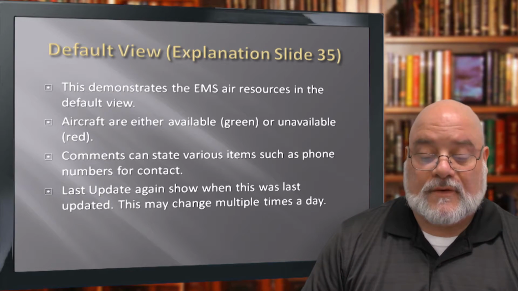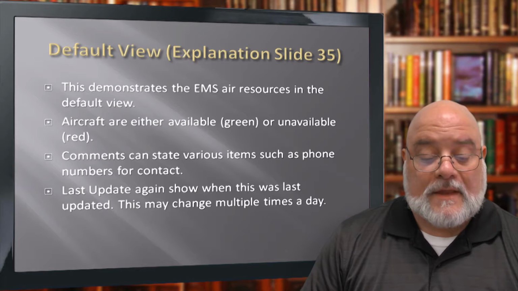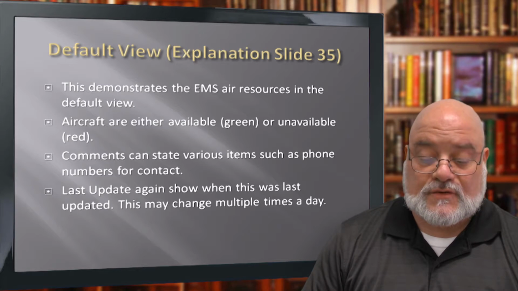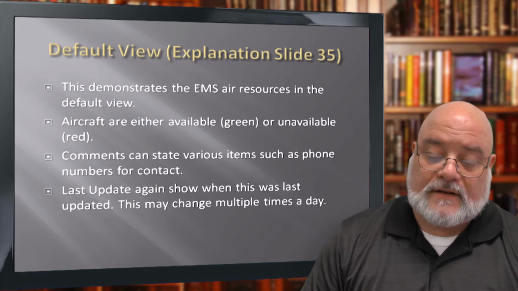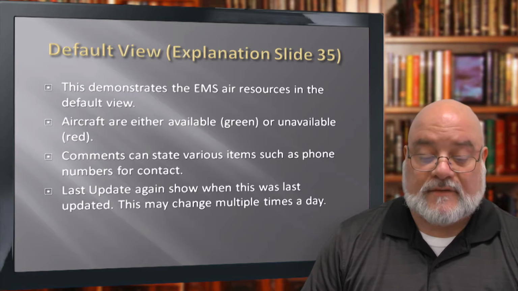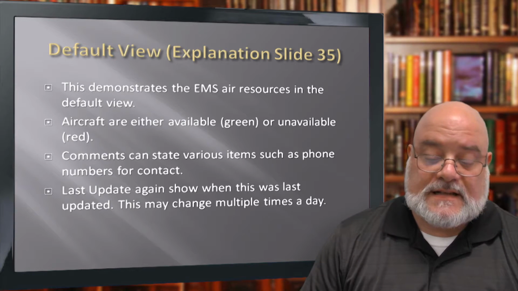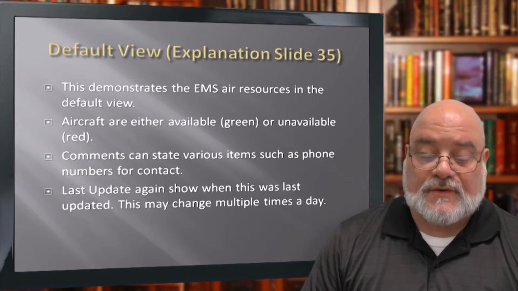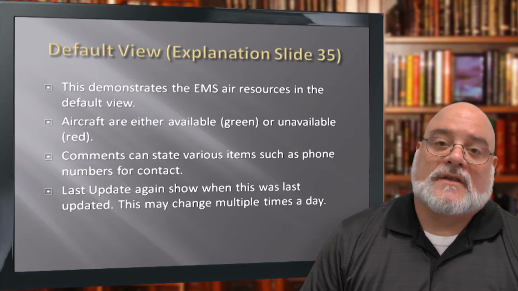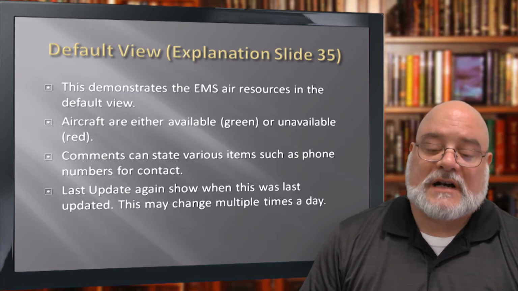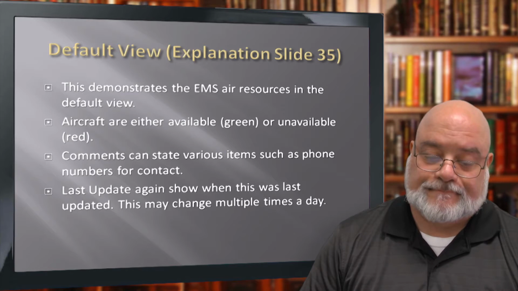Explanation for the default view for slide 35. This demonstrates the EMS air resources in the default view as we saw. All the aircraft were either green or red, and there's only one, that Mercy Air in Modesto, that was not available. Comments can state various different things, such as phone numbers for contact, and update shows when this was last updated. And for an air provider, this is probably going to change multiple times throughout the course of a day.